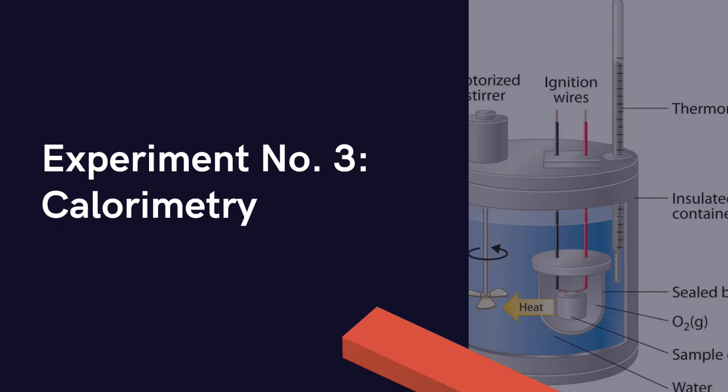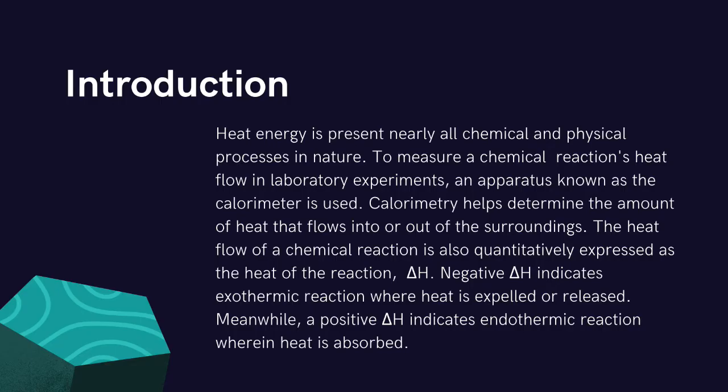Experiment number 3. Calorimetry. Heat energy constantly evolves in nearly all chemical and physical processes in nature. In laboratory experiments, the chemical reaction's heat flow is often measured in an apparatus known as a calorimeter. Calorimetry is a heat measurement technique used to determine the amount of heat that flows into or out of the surroundings. A calorimeter consists of an insulated container, a thermometer, water, and a system to be studied or experimented on.